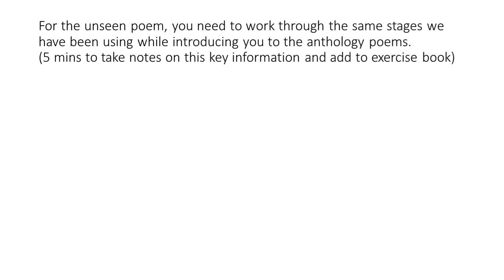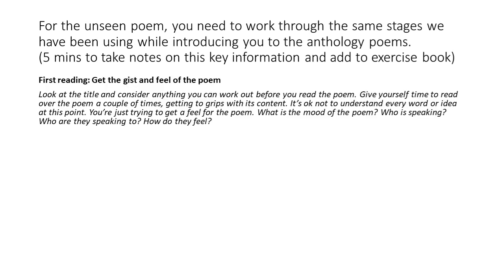For the unseen poem, you will need to work through the same stages we have been using while introducing you to the anthology poems. 5 minutes to take notes and key information and add to exercise book. So first you have a first reading, which is where you read through and get a gist or a feel for the poem. So you're looking at the title, considering what you can work out, reading through it a couple of times, getting to grips with the content, and you just think about things like mood, tone, what type of language, what's the feelings behind it, what are the emotions, that kind of thing.